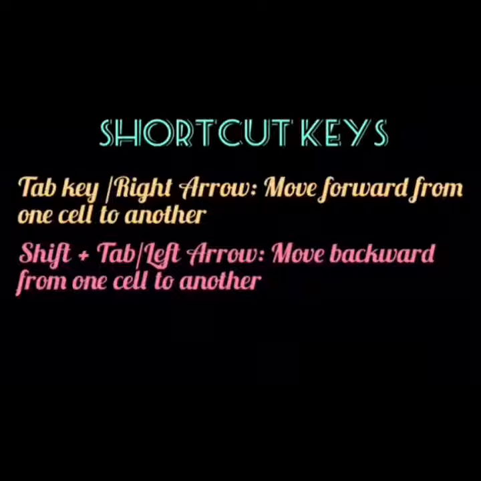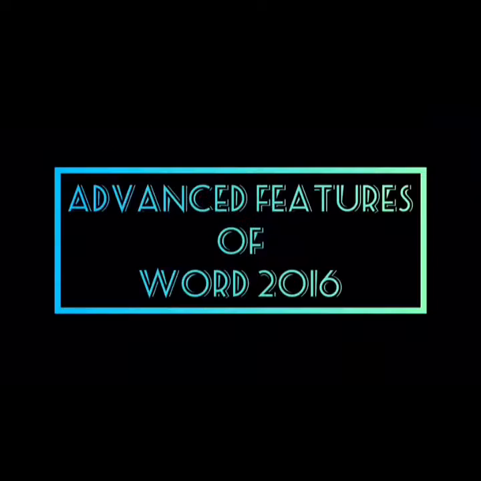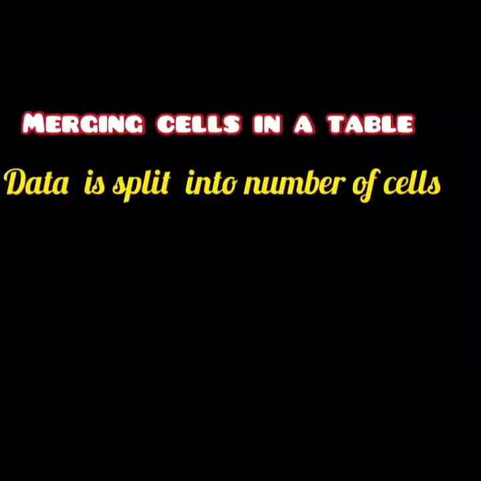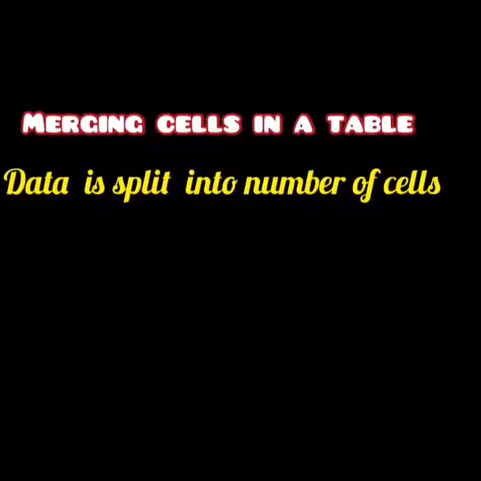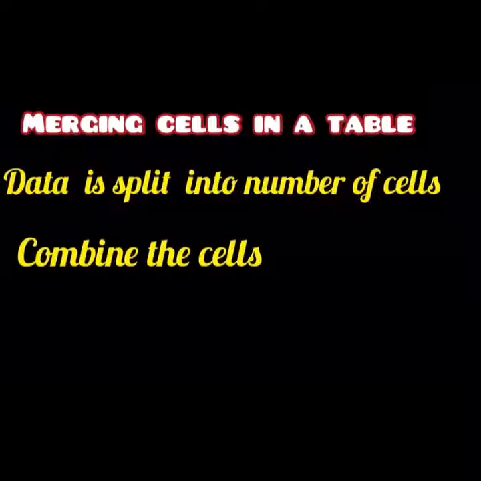Now if I want to move backward, which key will I press? I'll press the Shift key, Tab and left arrow key. Along with the Tab and left arrow key, I have to press the Shift key. So it will move backward from one cell to another cell. The combination of rows and columns, those boxes in a table, are called cells. Now when I'm typing something in one box, it will move to the other box as well.